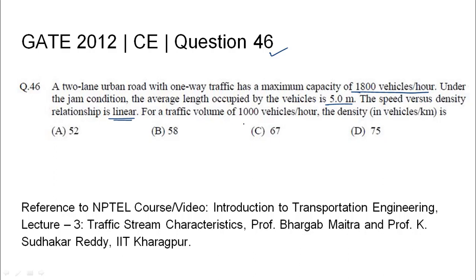For a traffic volume of 1000 vehicles per hour, the density needs to be found in vehicles per kilometer. The four options given are A 52, B 58, C 67 and D 75. The relevant NPTEL reference has been listed.